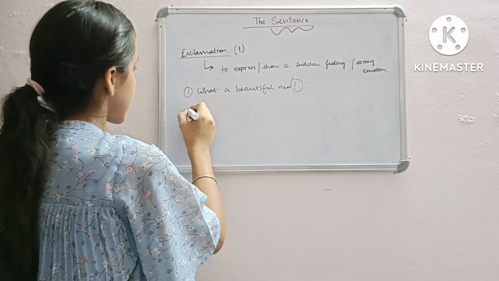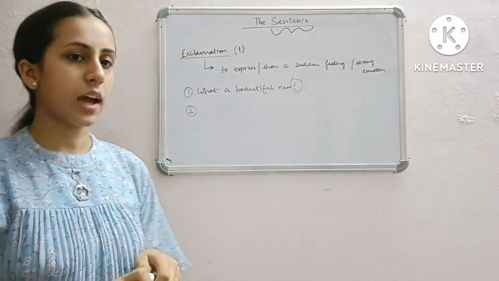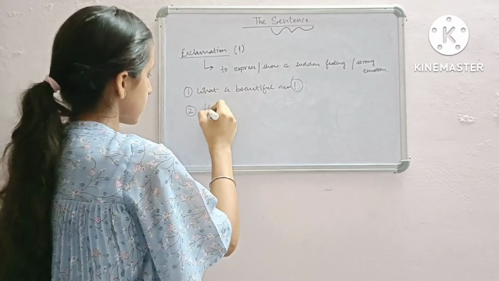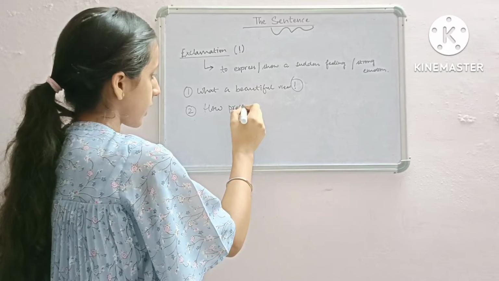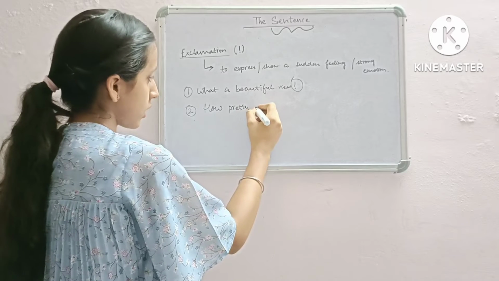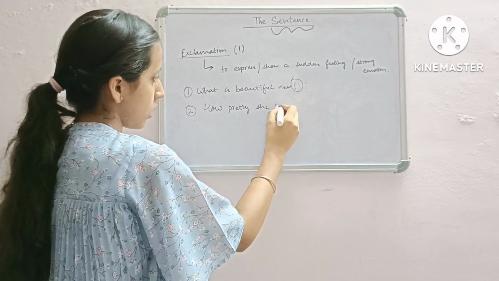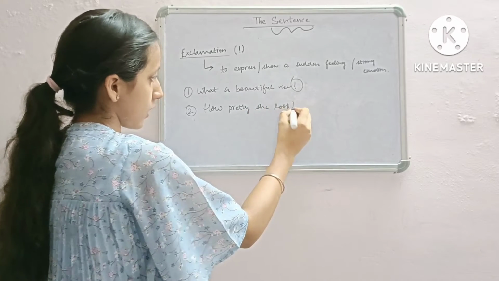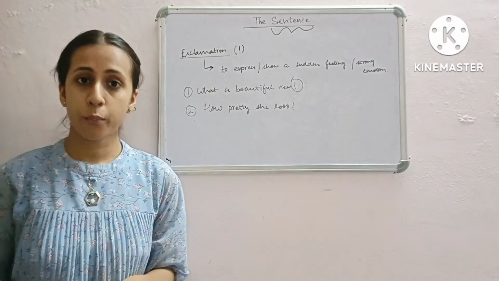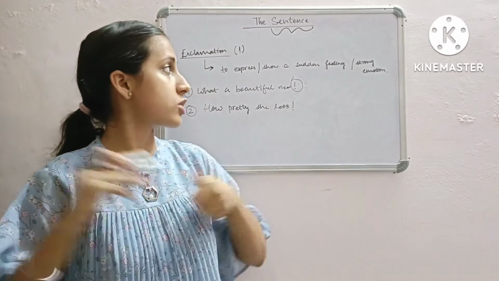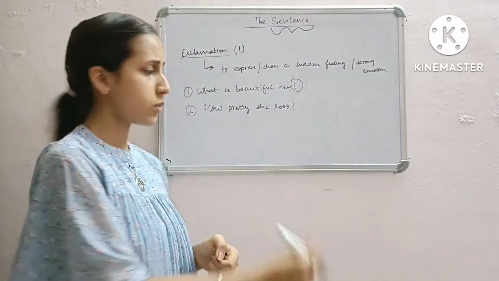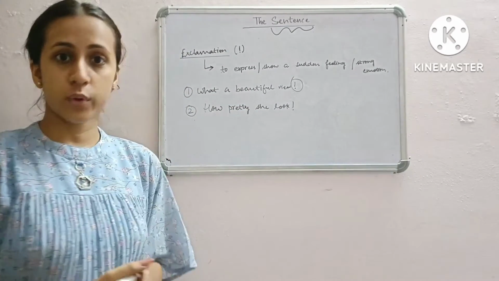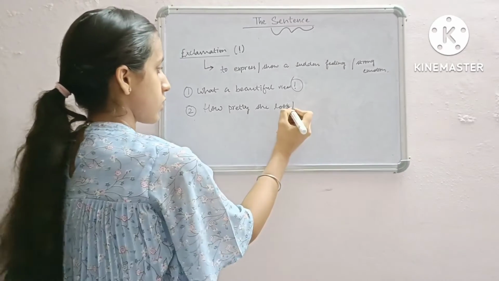Okay, and the second example can be, how pretty she is. How pretty she looks. That means she's so pretty. You're just surprised by her prettiness. You're just surprised by her beauty. So you say how pretty she looks!